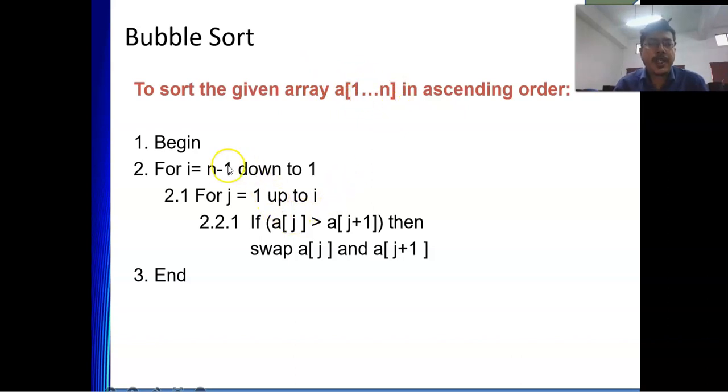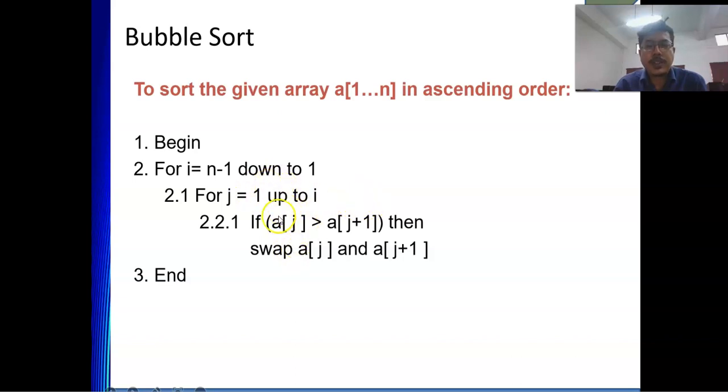Now what I am saying is, starting from the second last element to the first one, one loop will be there. Next, 1 to i. So i will be changing, coming down. If it is n minus 1, next it will become n minus 2, next n minus 3, like that, it will come to 1.